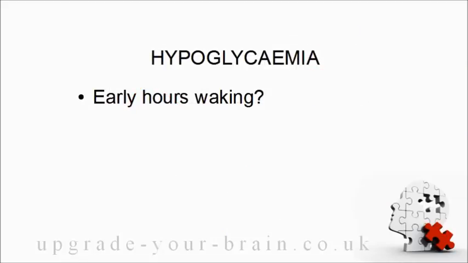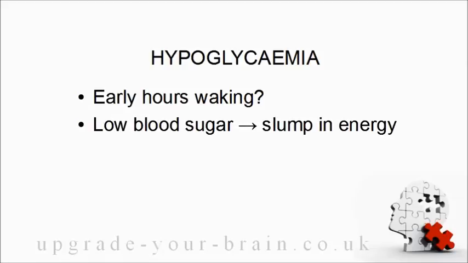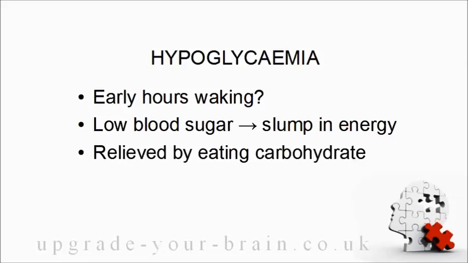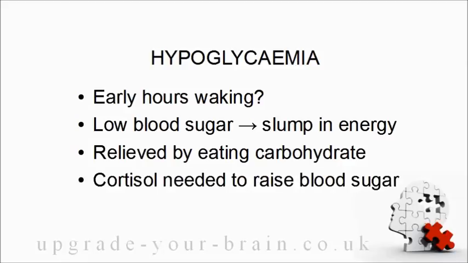That early waking pattern may be associated with hypoglycemia, which we first met in the last part of the course on blood sugar regulation. So hypoglycemia is a state of low blood sugar and resultant slump in energy and drive. That's often relieved when you eat more carbohydrates. Now, the point here is that if you can't produce enough cortisol, you're going to be prone to this state, because cortisol is, in practice, the most important hormone for raising your blood sugar back up again when it's dipped low. So a prevalence of hypoglycemic slumps is a common sign of the burnout stage of adrenal dysregulation.